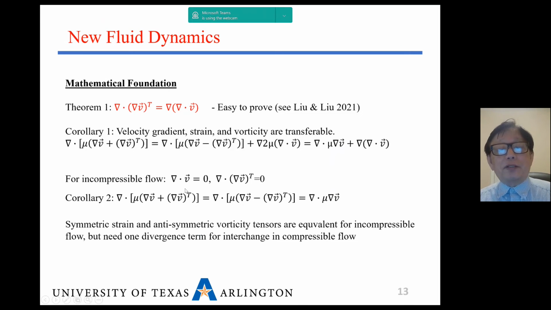For incompressible flow, that's very easy because the divergence of velocity is 0. Then you will see that's the strain, that's the vorticity, that's the velocity gradient tensor. They are equivalent, so you can use any one of them.